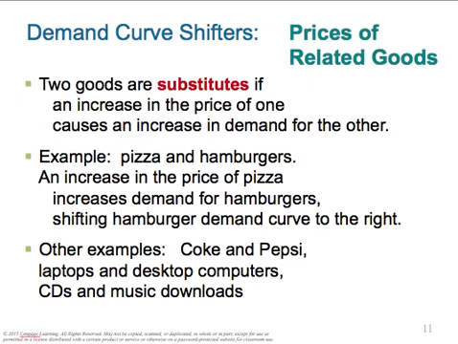If you go down to a restaurant and they have pizza and hamburgers, you generally don't consume both at the same time. You pick pizza or hamburgers. If pizza is really expensive, you're more likely going to consume more hamburgers. So the increase in the price of pizza affects the demand for hamburgers.